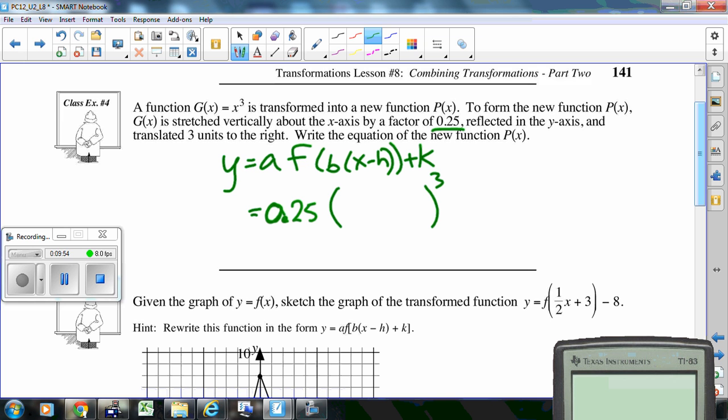My b value, again reflected in the y-axis, my b value is -1. So it's going to be a -1 up front here, and then translated 3 units to the right, x minus 3, and then 3 units to the right. No vertical translation, so that should be my new equation.